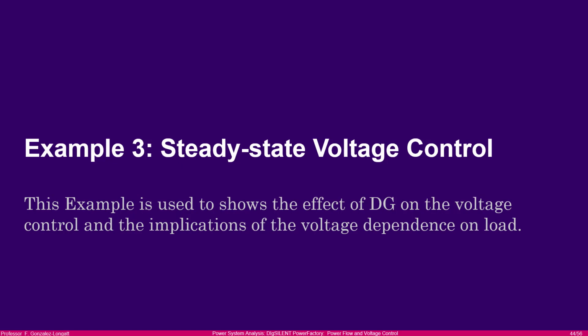Well, the next step is example number 3. Here, what we want to do is use the power flow in order to see how the performance of your power system changes when there is some voltage control and voltage dependence, okay? Voltage dependence at the loads, okay?